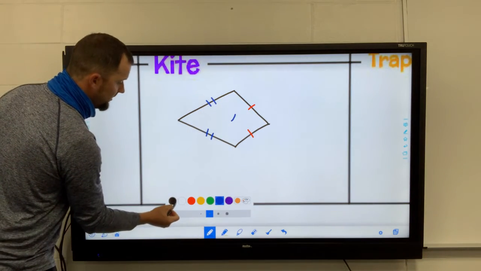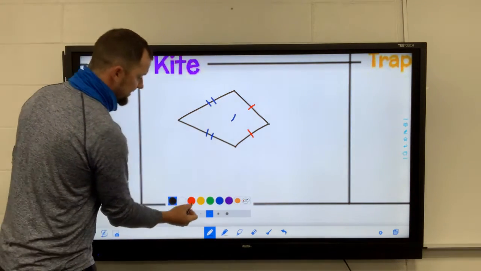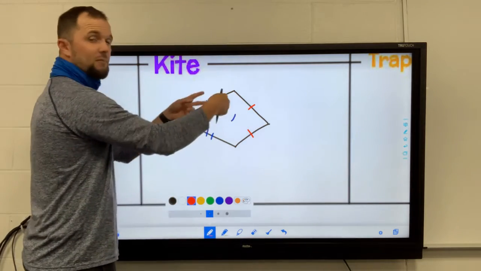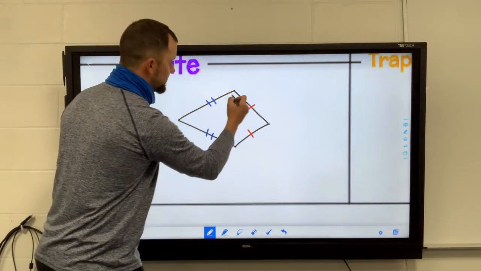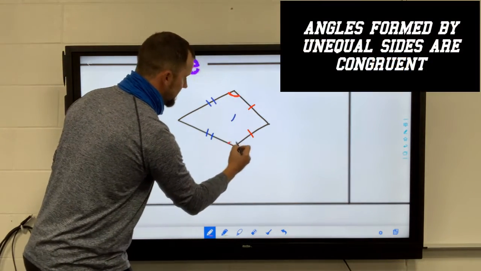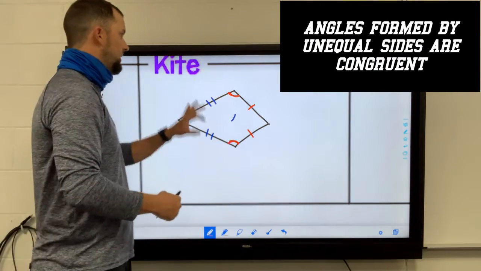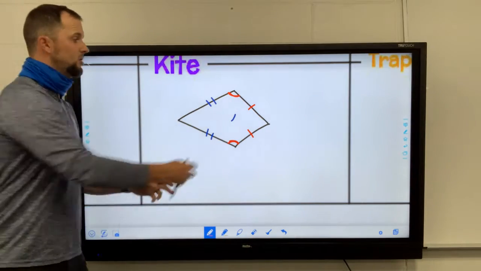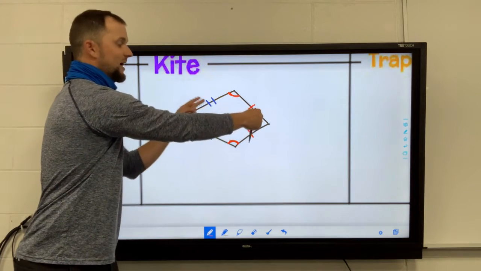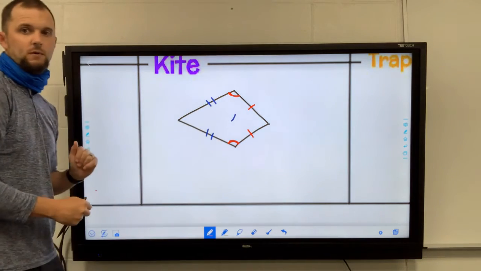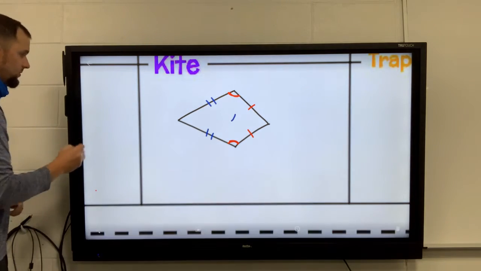And the last thing you need to know about a kite is that the two angles formed by these pairs are going to be congruent. So this angle right here is going to be congruent to this angle right here, okay? So ladies and gentlemen, these are the characteristics of a kite. Again, two pairs of adjacent sides congruent to each other, okay? All right, let's jump over to a trapezoid.